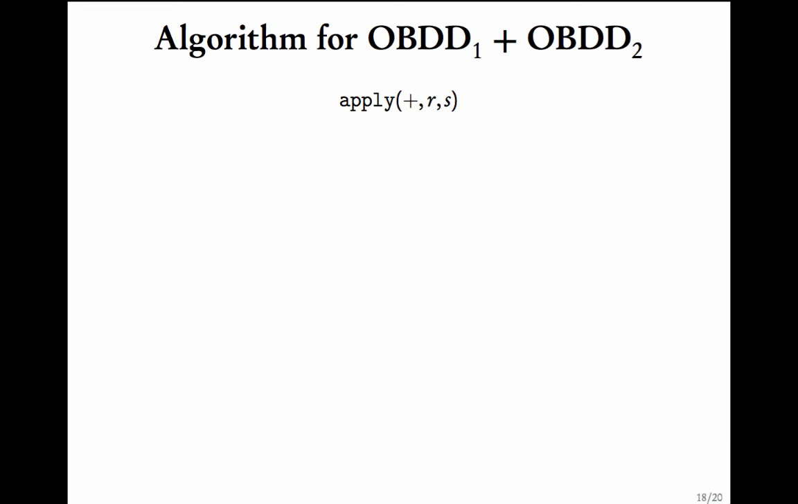You start from the root nodes. What do you see? Okay, so this is a generic algorithm. This is a generic function which takes two nodes, two subtrees. Now if both R and S are terminals, just create a terminal node R plus S.